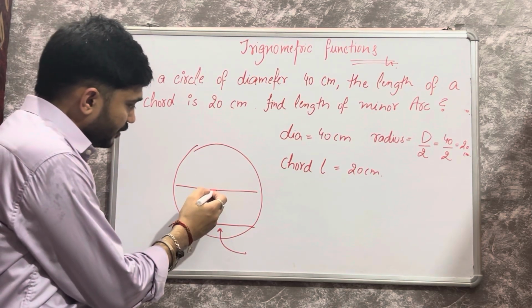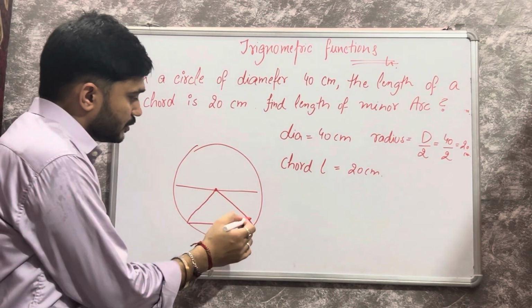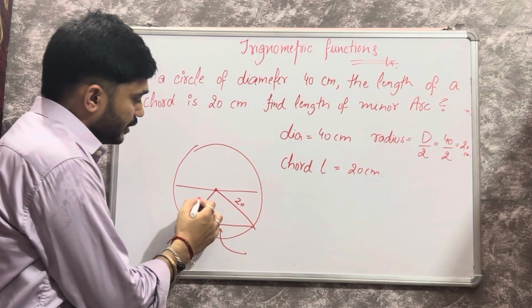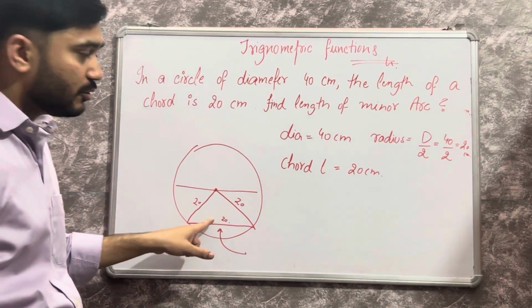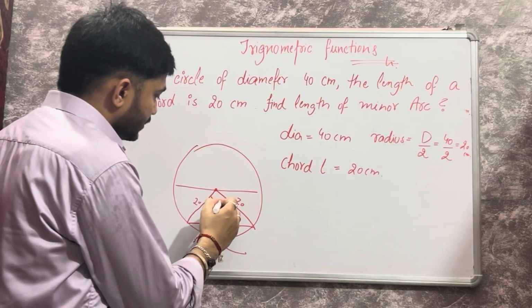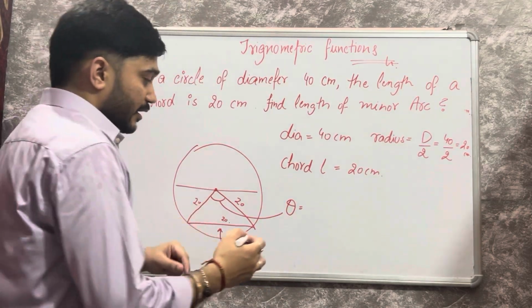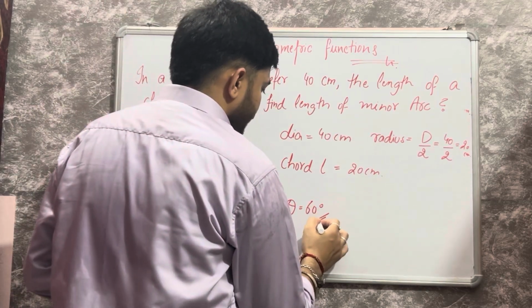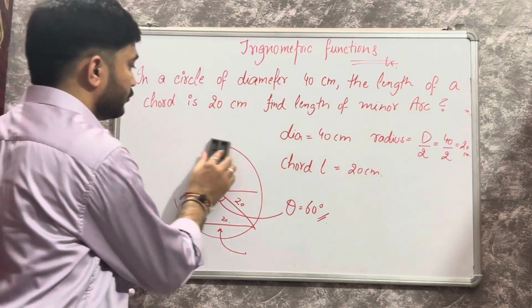So, if we connect the center of the circle to the ends of the chord, the radius is 20, this is 20 and this is 20. Thus, it forms an equilateral triangle. It means the angle theta of the equilateral triangle is equal to 60 degree. Since it's 60 degree, let us move forward.